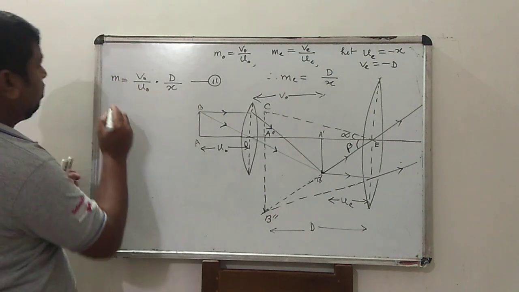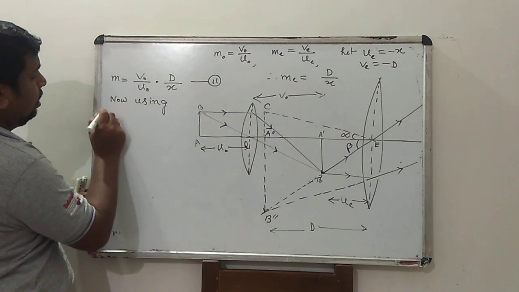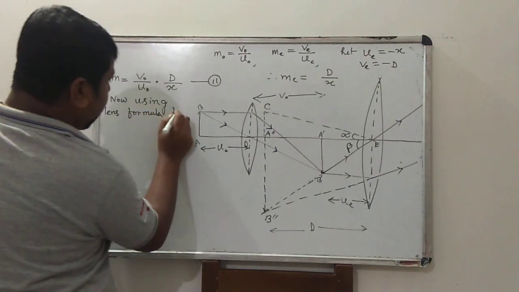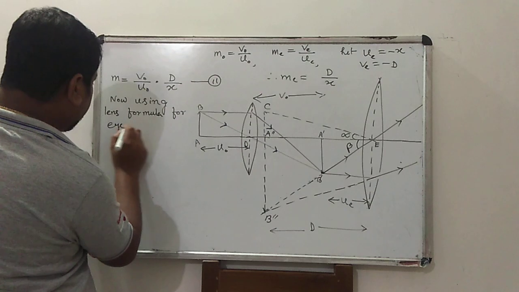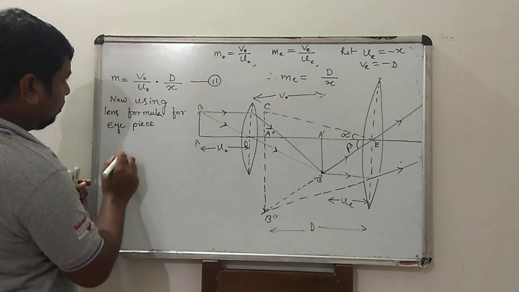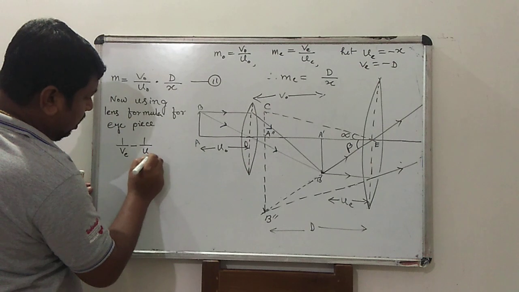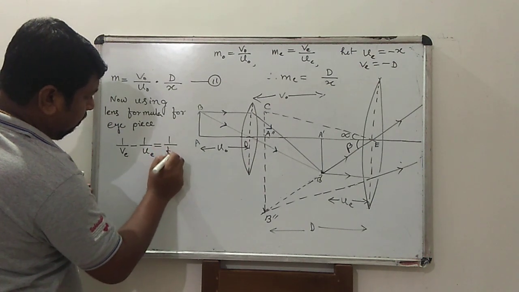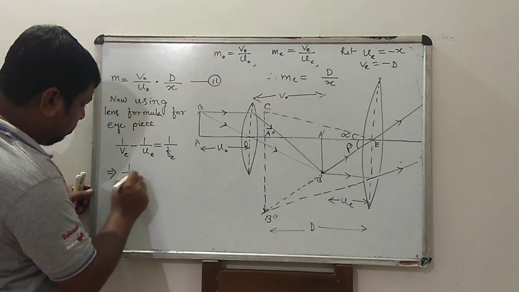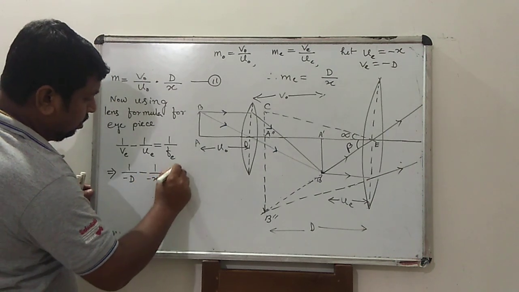Now using lens formula for eyepiece, we get 1 by VE minus 1 by UE equal to 1 by FE. So 1 by V, this will be minus D, and this is minus X, equal to 1 by FE.